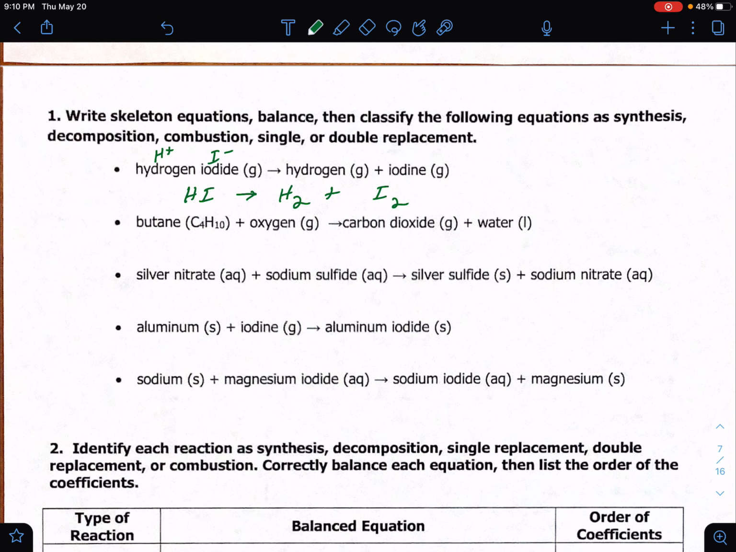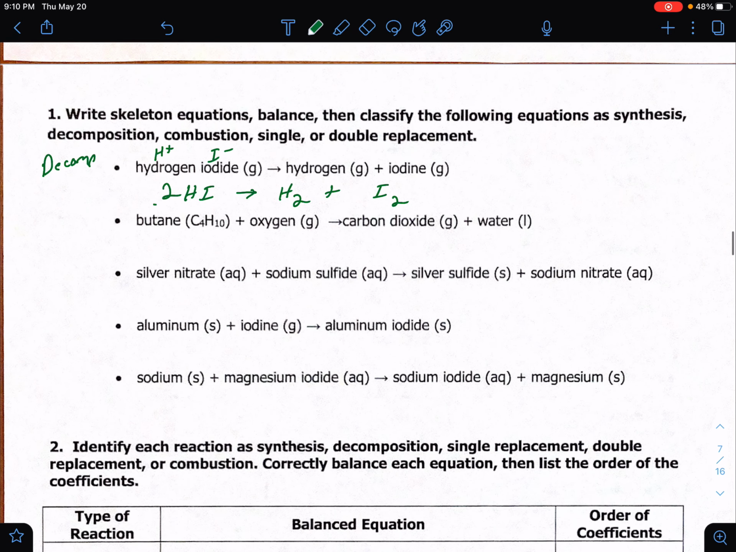Okay, so I can look at this and I can tell this is decomposition. Okay, I broke down into pieces. I have to make sure I balance now. I have two H's on the right, two I's on the right, and only have one of each on the left side. So all I'm going to do is put a 2 in front of that HI, and that fixes that for me.